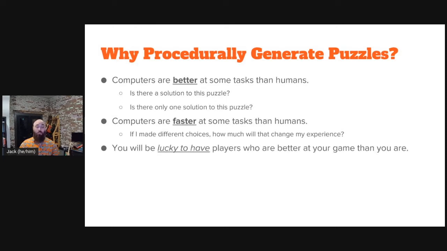And also, you're going to be lucky if you have players who are much better at your game than you are, right? The ideal situation is one where your game is successful enough and people like your game enough that they are much better at it than you are. So you're only limiting your possible audience if you say that you're going to be the author and pen all of the puzzles that are going to be in your game. And the space is just too wide.